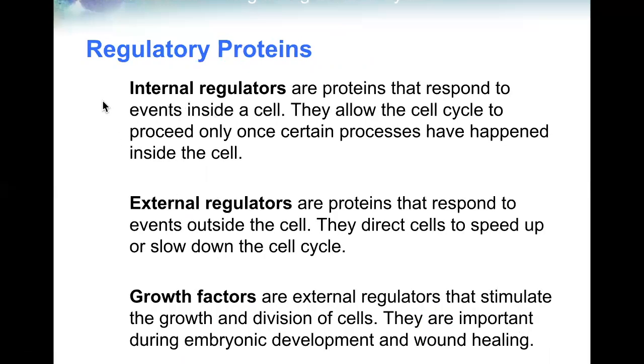Internal regulators are proteins that respond to events inside a cell. They allow the cell cycle to proceed only once certain processes have happened inside the cell. External regulators are proteins that respond to events outside the cell. They direct cells to speed up or slow down the cell cycle.